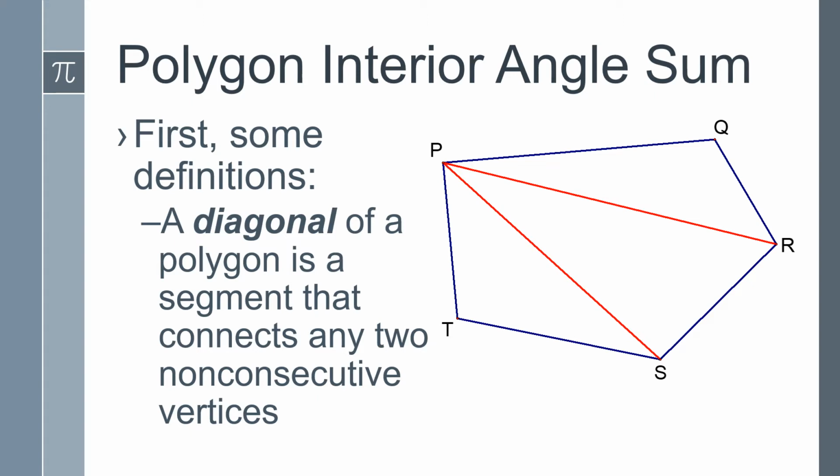Okay, so the first thing we're going to do here is define something. A diagonal is a segment that connects any two non-consecutive vertices of a polygon. Highlighting in red here, those are the diagonals of PQRST from vertex P. Those are diagonals because if I go to the other vertices, like from this one to here, or from here to here, those are sides. So the other two vertices, when I connect those, create diagonals.